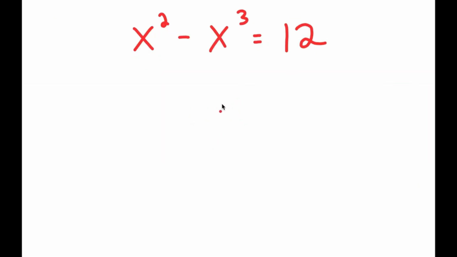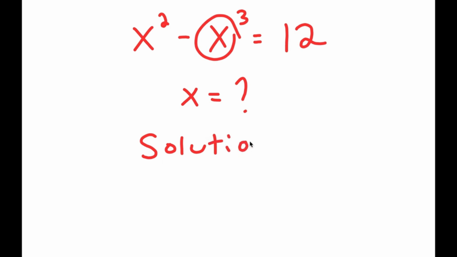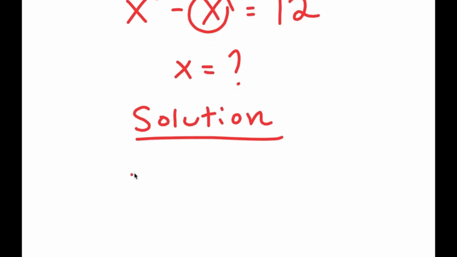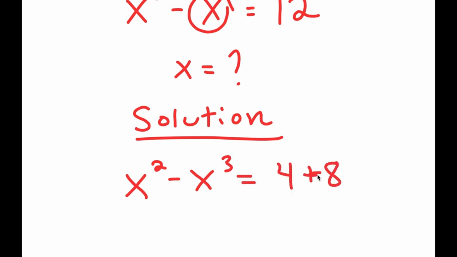Alright, so in this video, I'm going to be solving the equation x squared minus x to the power of 3 is equal to 12. So to start, our only variable is x in this equation, so I want to find the value of x. And for my solution, I'm going to first start by rewriting 12 as 4 plus 8. So I get x squared minus x to the power of 3 is equal to 4 plus 8.